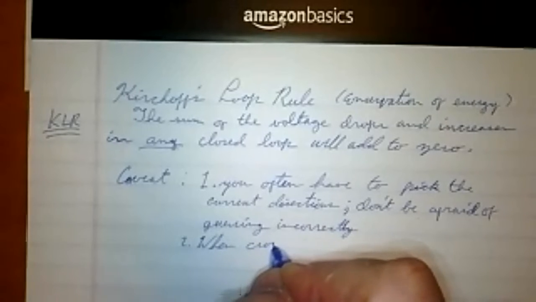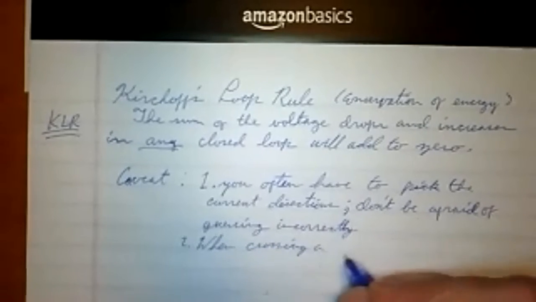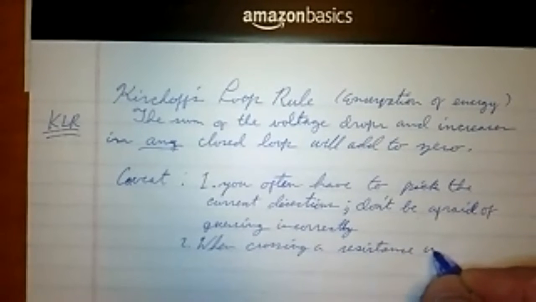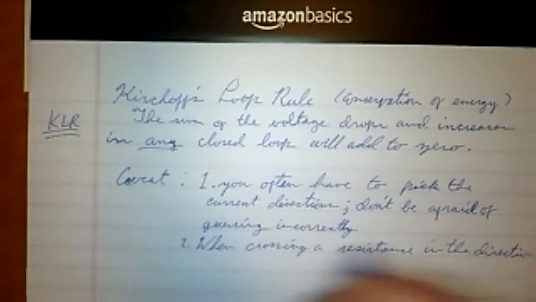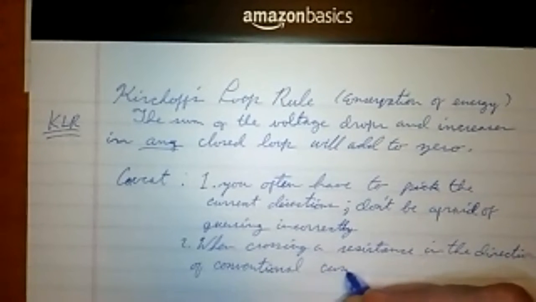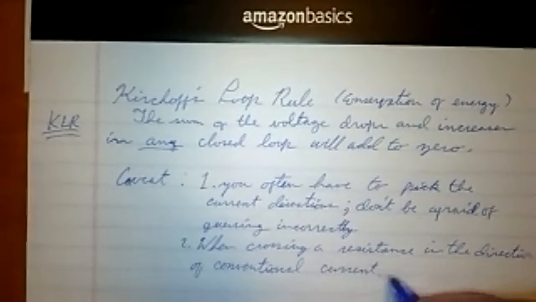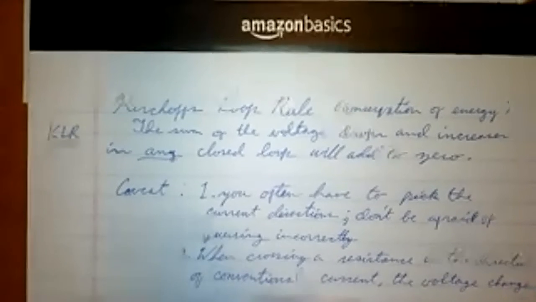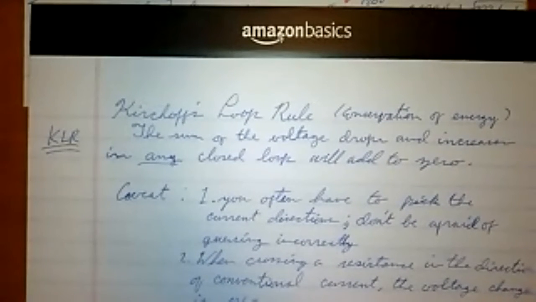Rule 2: when crossing a resistance in the direction of conventional current, the voltage change is delta V equals negative I times R.